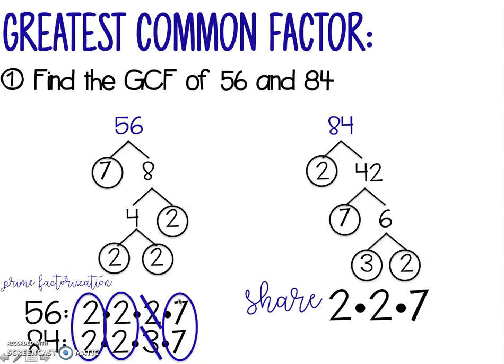Okay, to get the greatest common factor from that, we're going to multiply that out. So 2 times 2 is 4. 4 times 7 is 28. So our greatest common factor for these two is 28.